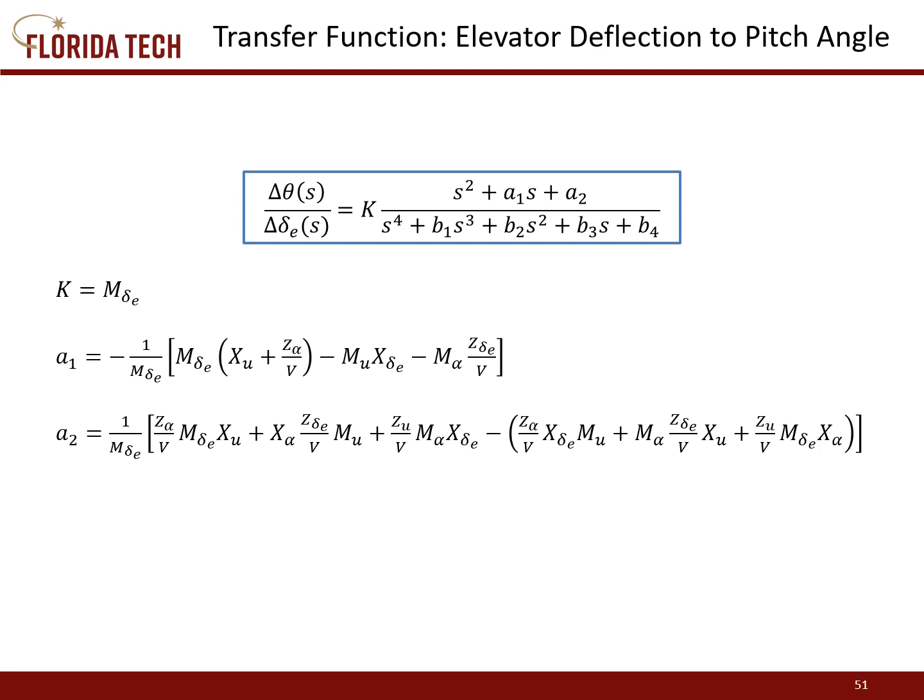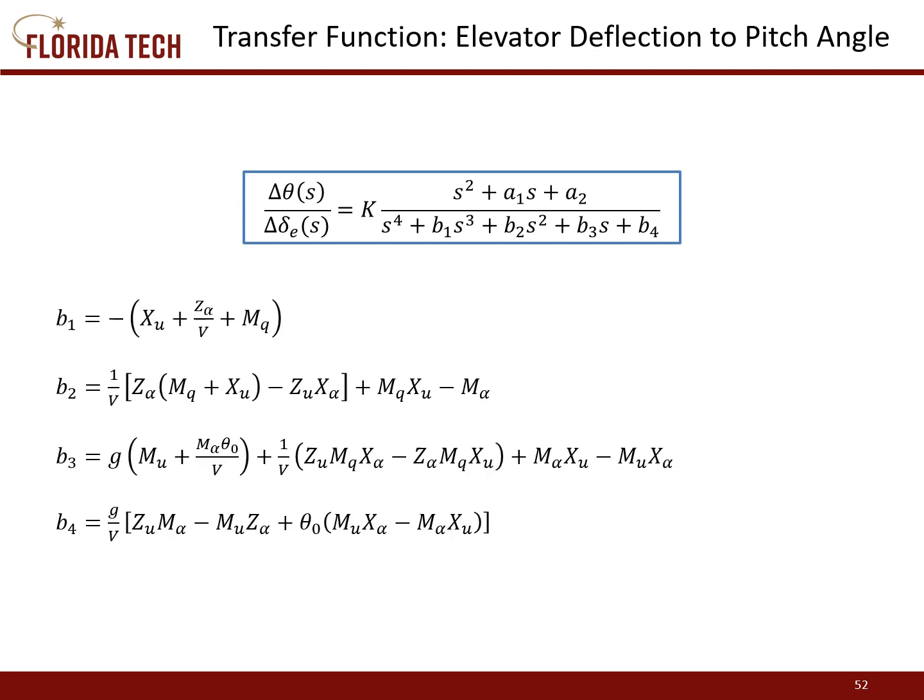and be able to get the transfer function of theta to delta E for that specific aircraft. So this slide shows you the generic formulas for everything in the numerator plus the k. Now, on the next slide, I'll show you what the generic formulas are for the b coefficients in the denominator. So now that we have these written down in generic form, we could apply specific examples from a specific aircraft and actually get the transfer function.